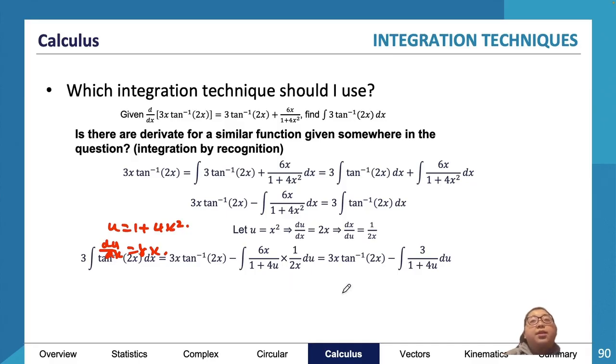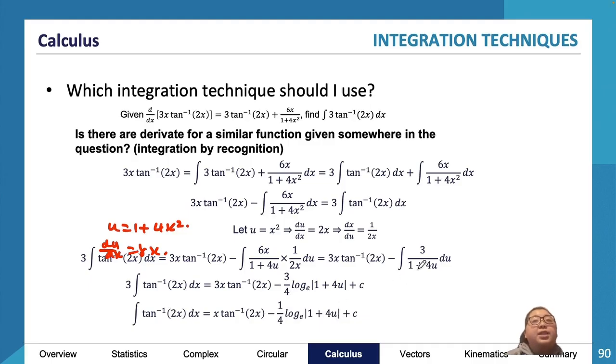And then we can just anti-diff that and find what we need. So we'll get that that's going to be 3 on 4 log of 1 plus 4u plus c. Then we substitute the u back in to get our function, and we can divide the 3 across if we didn't want it, or we can keep the 3 if we needed it in this function, and then we substitute it back in at the end. So we'll substitute the u back in to give that this is going to be equivalent to 3x tan inverse 2x minus 3 over 4 log e of 1 plus 4x squared plus c.